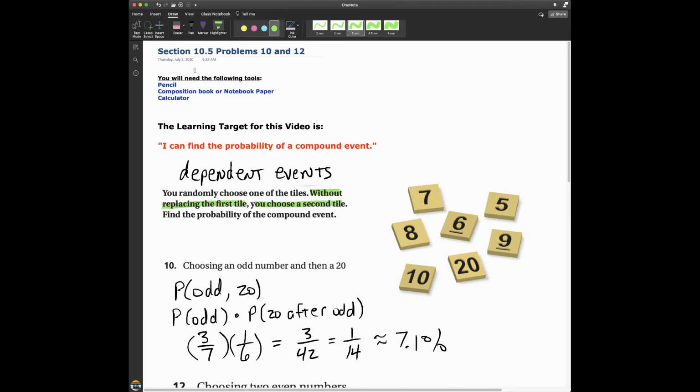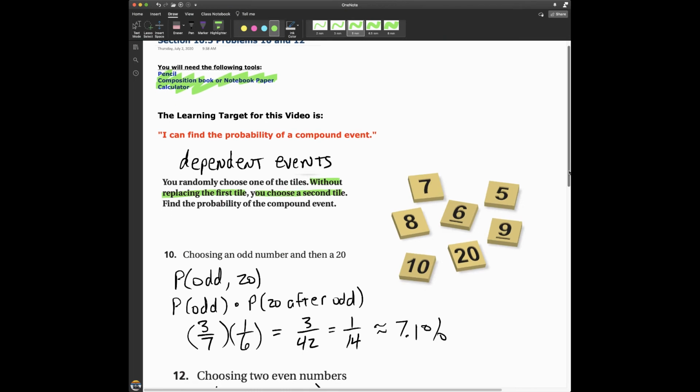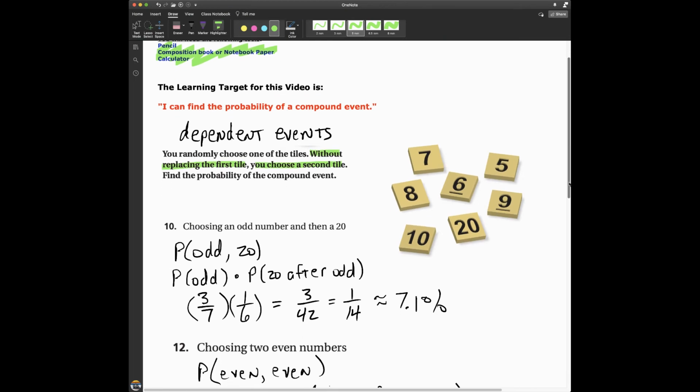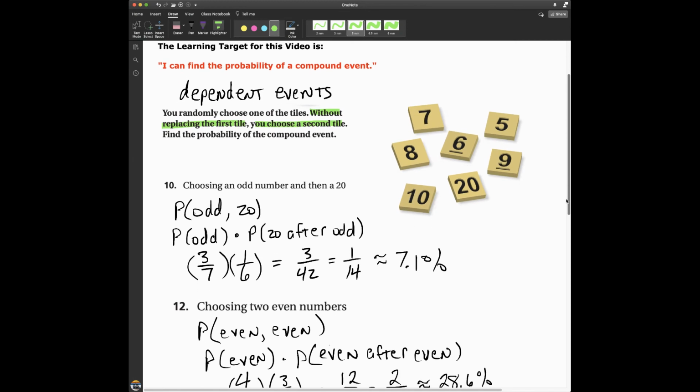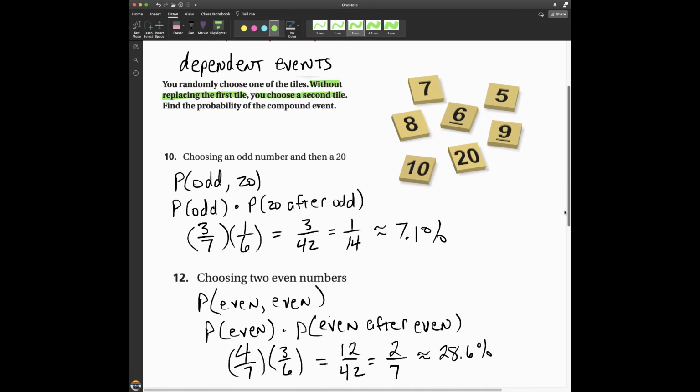Make sure you have all your stuff, your pencil, composition book or notebook paper, and a calculator. The learning target for this video is I can find the probability of a compound event. So in this section, before we find the probabilities, we need to make sure we understand whether or not the event is independent or dependent.